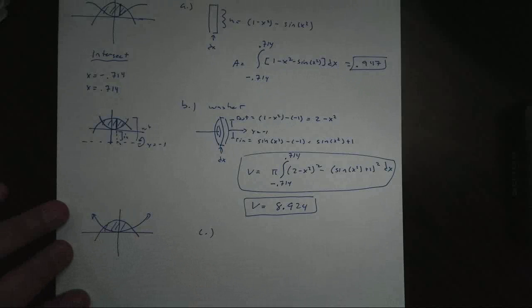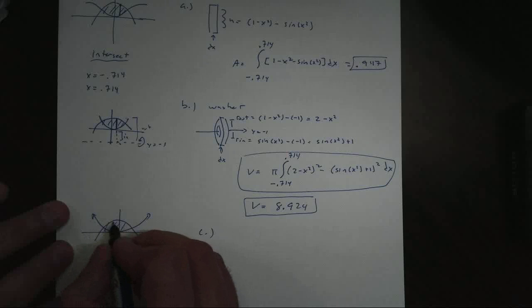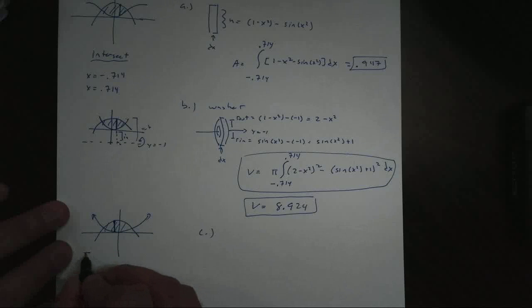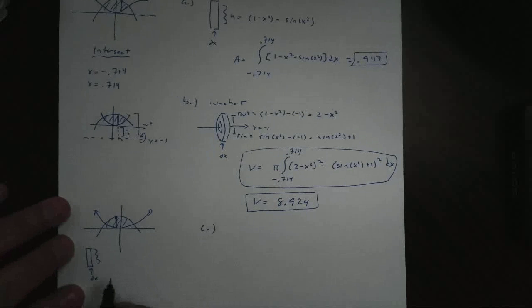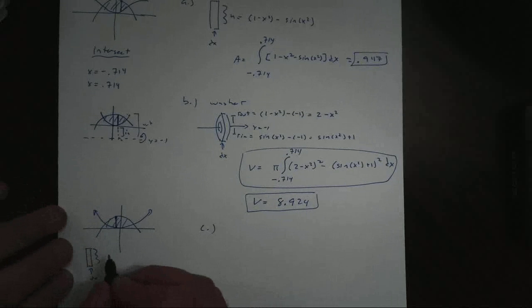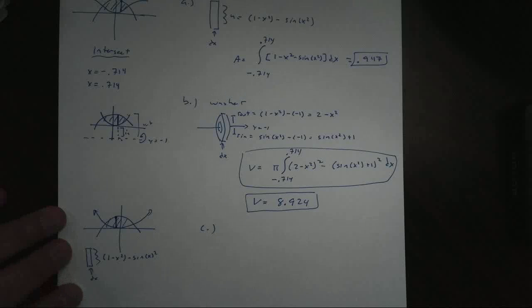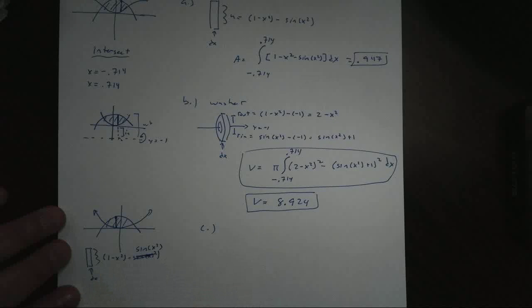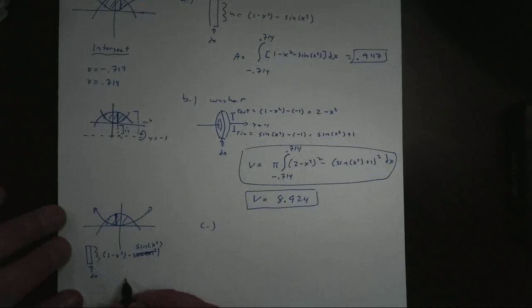Now, this time we have the leg in the region R. So there's my base. If I write out the base of my cross section, it's going to be dx thick, and we know the height already. We just got that from part A. That's just 1 minus x squared minus sine of x squared. Whoops, not sine of x. Sine of x squared.